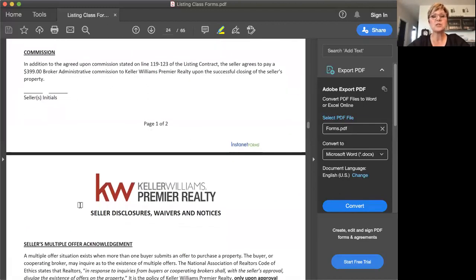Commission: in addition to the agreed upon commission stated in the contract, the seller is also agreeing to pay that broker administrative commission, okay, of $3.99. And here's where they will initial there.